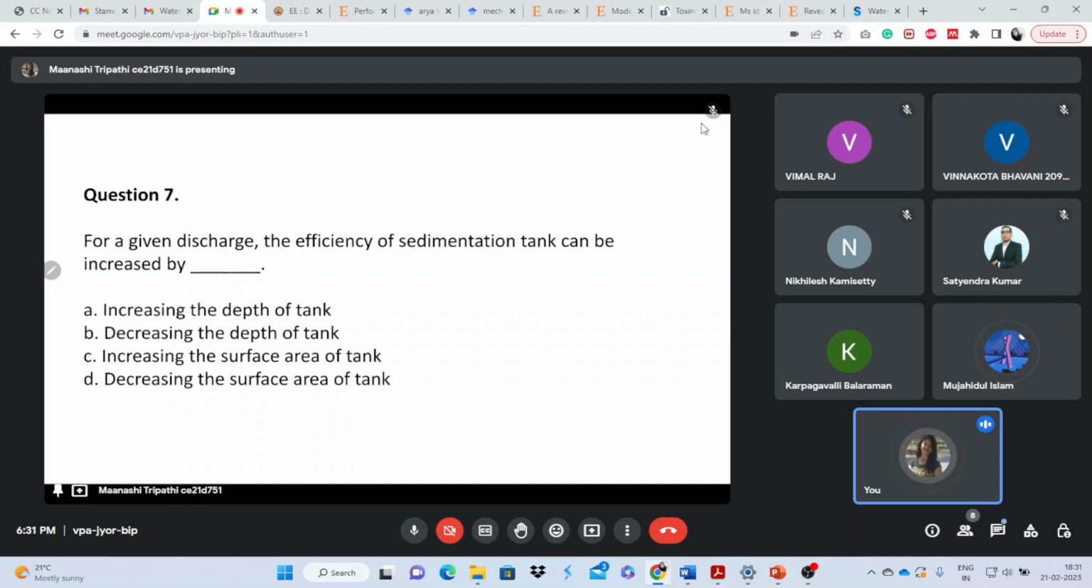Increasing the surface area of the tank? Yes. Anything else? Okay, we'll see the solution. So yes, very correct. Increasing the surface area of the tank. And how do we exactly increase the surface area? Any idea?